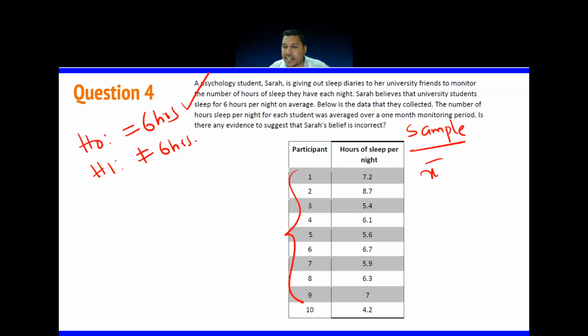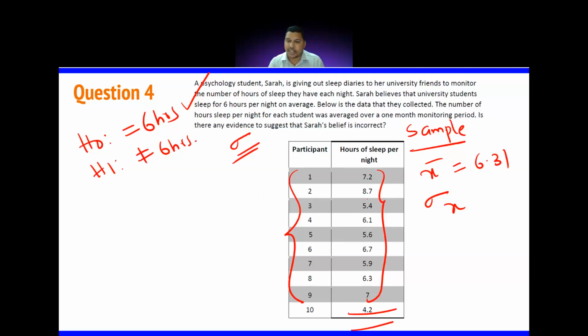You have to calculate the mean, that is the average hours of sleep, then find the standard deviation. Obviously, we are not given the standard deviation of the population, so only sample data is given to us. I will quickly write these numbers for you. X bar here is the average hours of sleep for this sample. If you calculate, X bar is around 6.31.